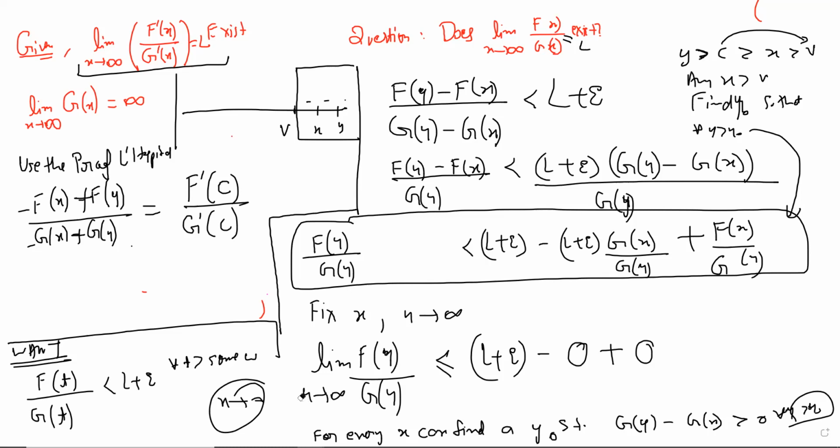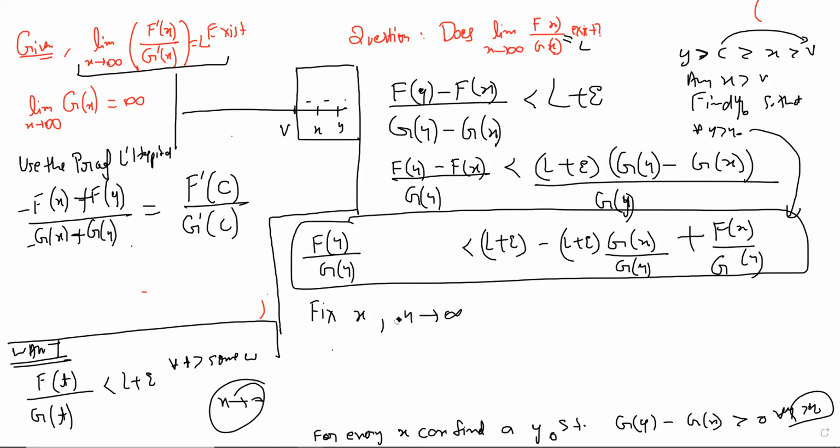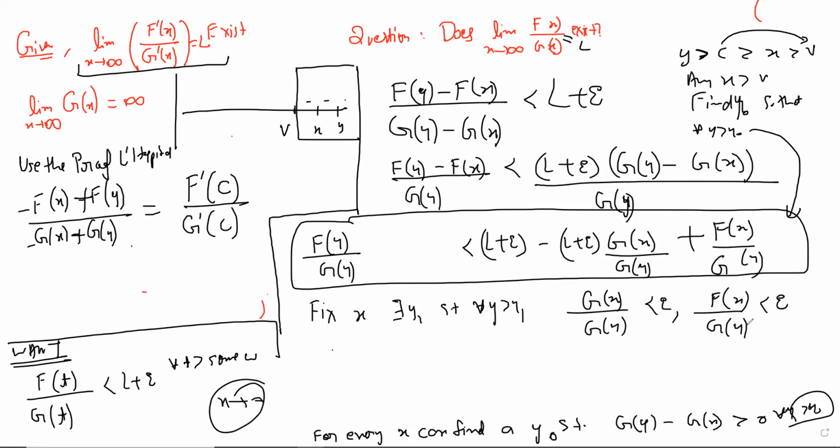If you don't want to say it like this for a second, you can also say it like this. I'm just trying to say it in a slightly different way. We are already done, but one minute. Now, what I was trying to say is that for fixed x, there exists a y1 such that for all y bigger than y1, g(x) by g(y) is less than epsilon, and f(x) by g(y) is less than epsilon. You can manage these things, right? And then you actually get maybe a different way to see it.